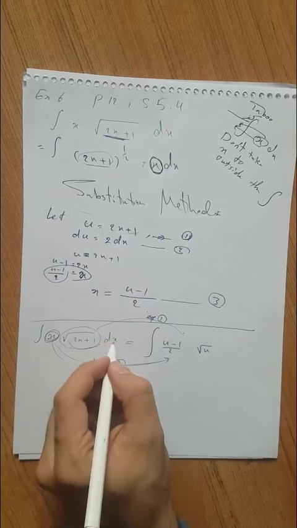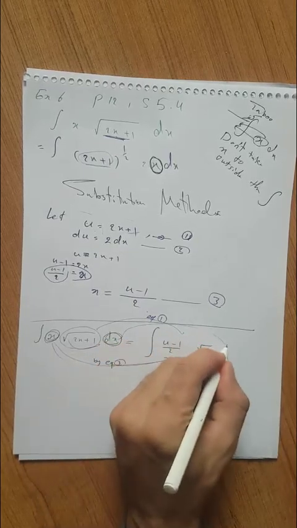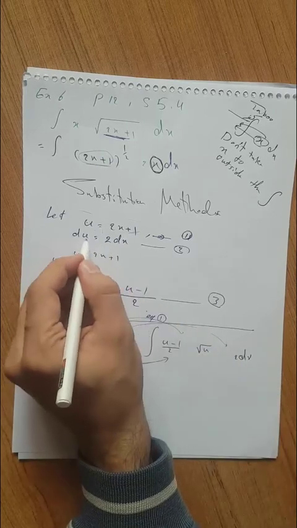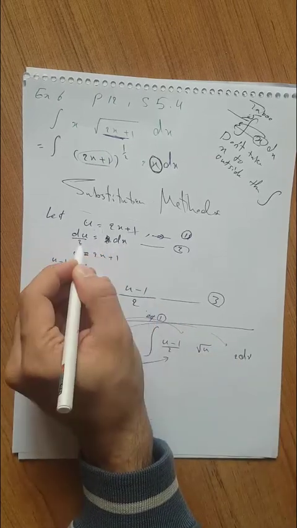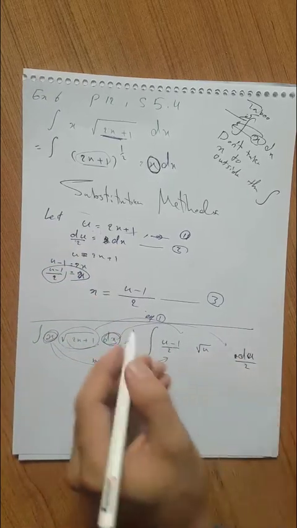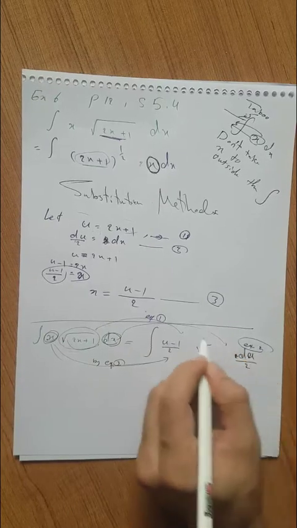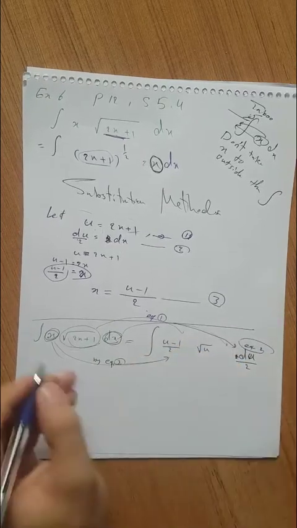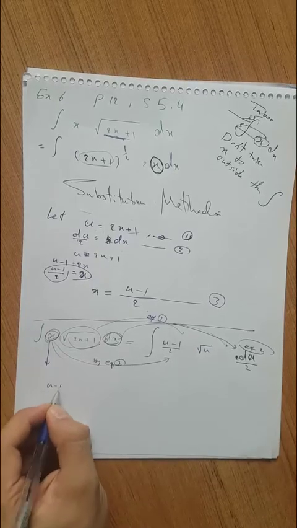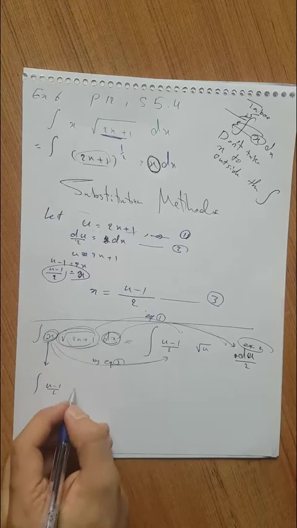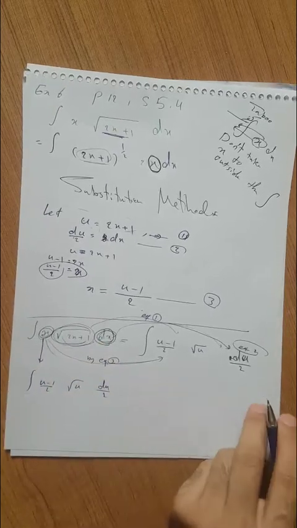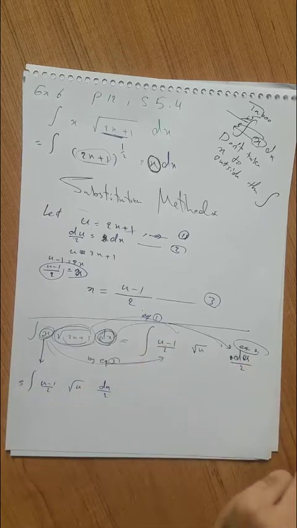How about dx? dx is equal to du divided by 2. So du by 2. This is by equation 2. Okay. So I changed this one to u. It's equal to u minus 1 over 2. And I changed this one to u again. And we changed this one to u. That's all we did here. So I repeat this step for you, okay?